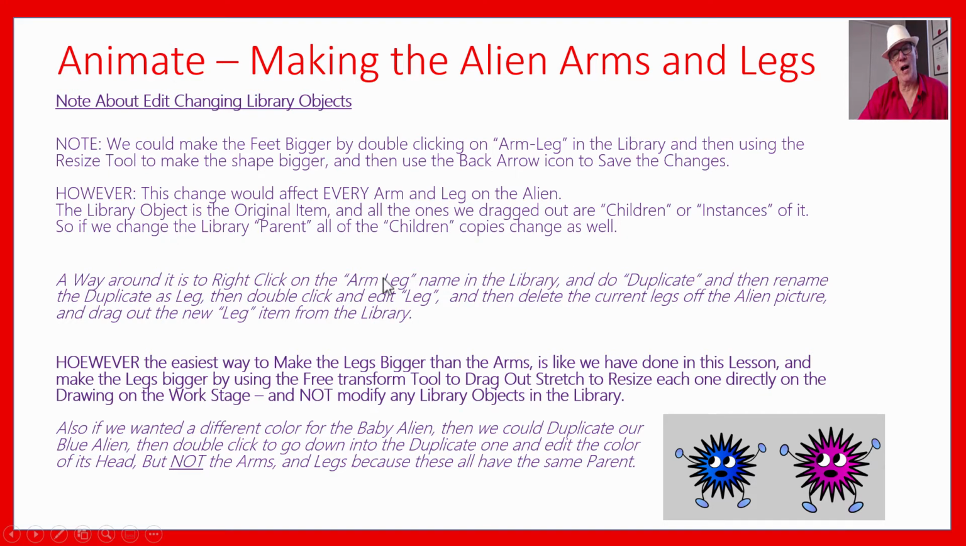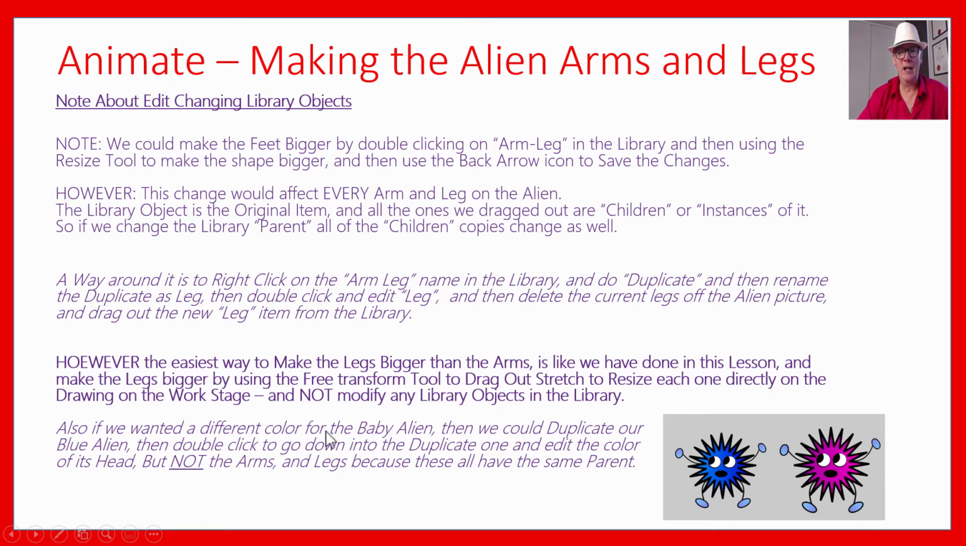Now, you could also have your arm leg in the library, and you could right click on that and do duplicate, and then rename the duplicate as leg, and then edit that and make the leg a lot bigger in the library, and have two objects, one for arms and one for legs. But much easier though to just drag an arm out and then on the stage just use the free transform to make it bigger, rather than mucking around making two things in the library. But that is handy to know. If you want to make a copy of something you've already got, you can, and it will be a different item.